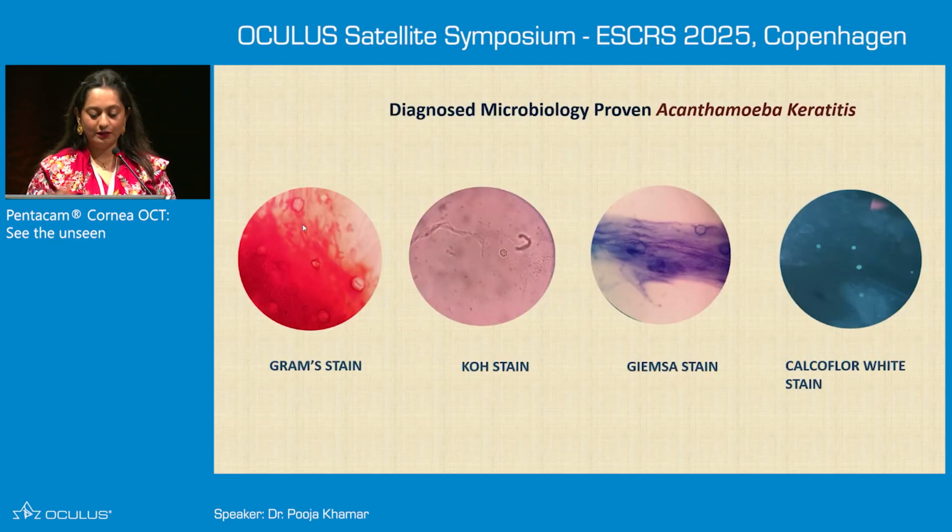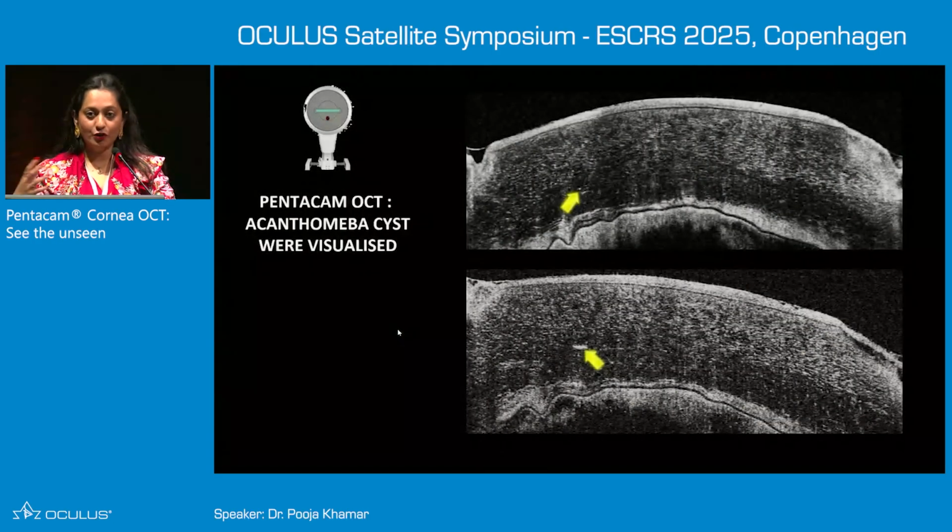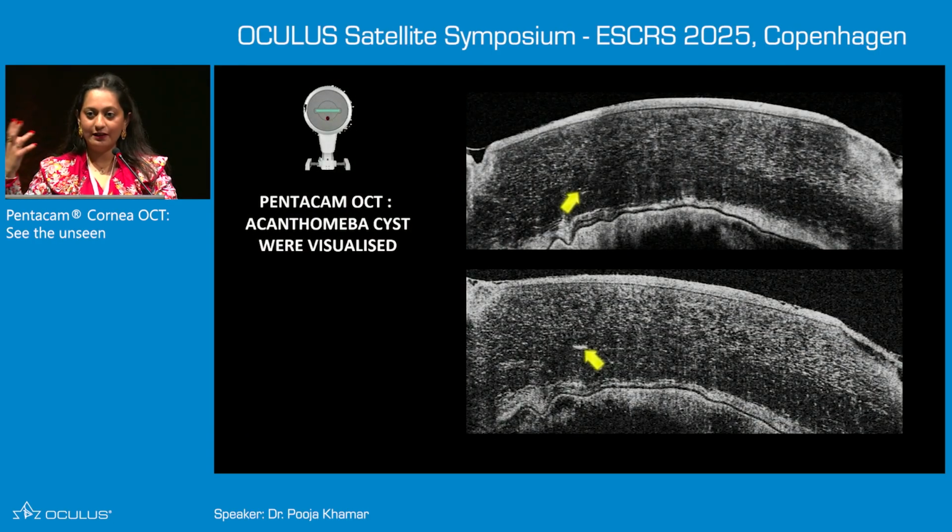If you see the gram staining, the patient underwent transplant for acanthamoeba keratitis, and of course after the graft there was a recurrence. So what do you suspect here? Why did it have a recurrence of the keratitis in the graft? Probably the cysts, the trophozoites. At this point of time, you can only evaluate that along with a confocal microscopy.